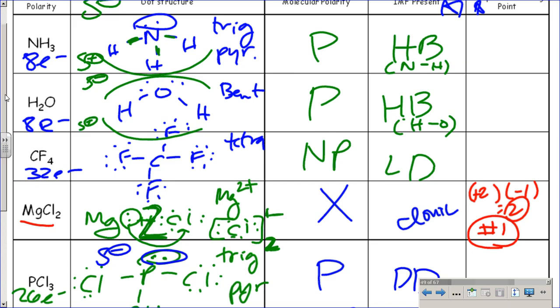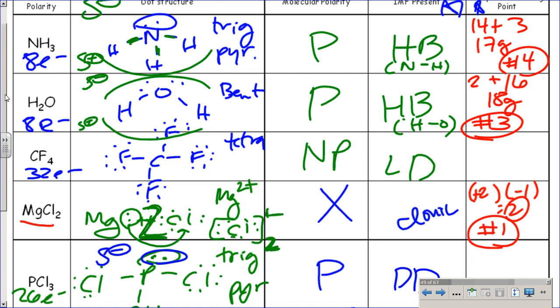What is nitrogen's mass? Look at the little number below it on the periodic table. 14. So nitrogen weighs 14. Each hydrogen weighs 1, so that's 3 more. So the total mass of ammonia is 17 grams. In water, each hydrogen weighs 1, so that's 2 total. Oxygen's mass, 16. So that's 18 grams. So who wins? Water. So water is the third highest boiling point. Ammonia is the next highest, because we just went in order of hydrogen bonds and then compared the two.